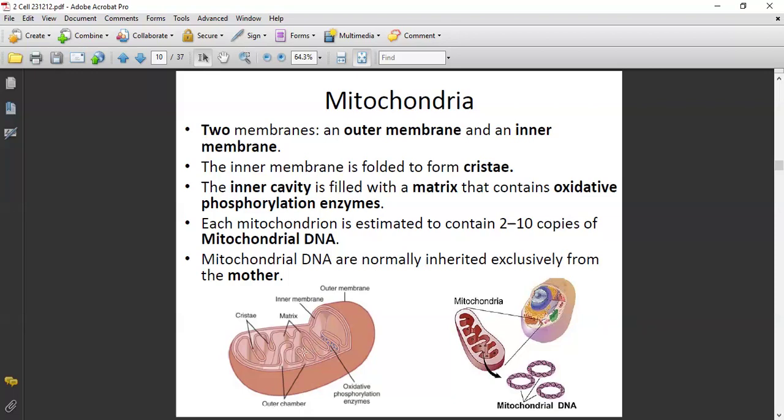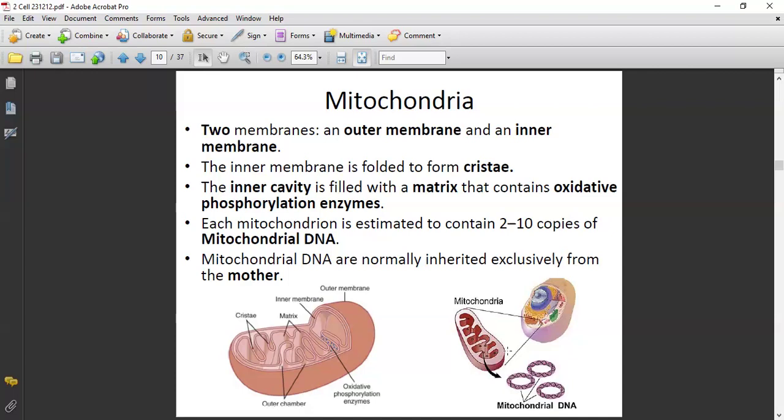So you have the intermembrane space. Maybe you can see here, that's the intermembrane space. And that's very unique about this mitochondria. It has two membranes, outer and inner membrane. The inner membrane, you can see that it has a lot of folding. This folding is called cristae.